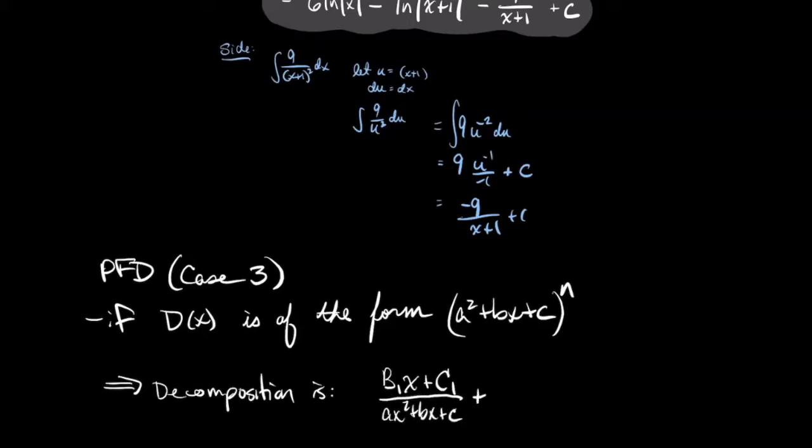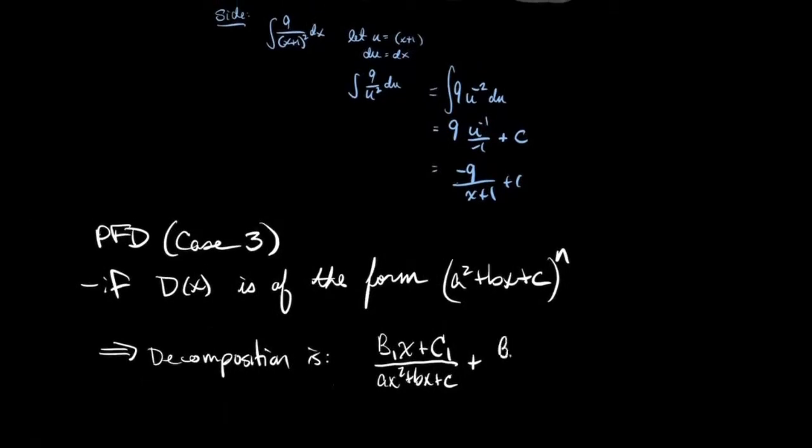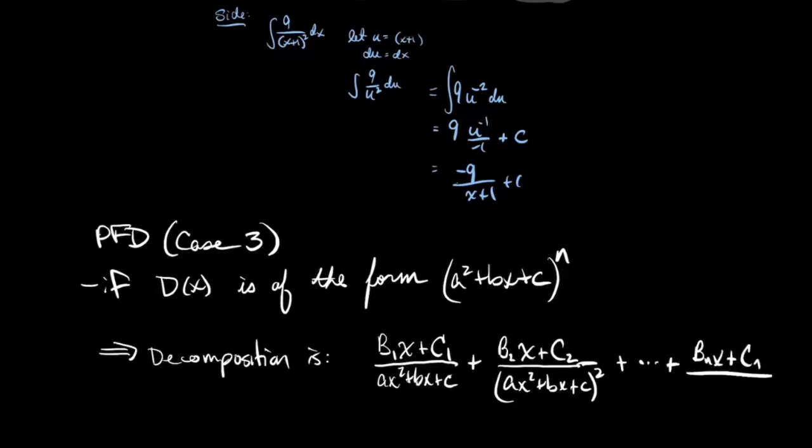And we would have that up to the degree. So next we would have b2x plus c2 over ax squared plus bx plus c to the second power. So just like the last one, if it's quadratic, instead of just the a on top, we have bx plus c, and it's going to have the same thing where it goes up to the degree. So bnx plus cn over ax squared plus bx plus c to the nth power.